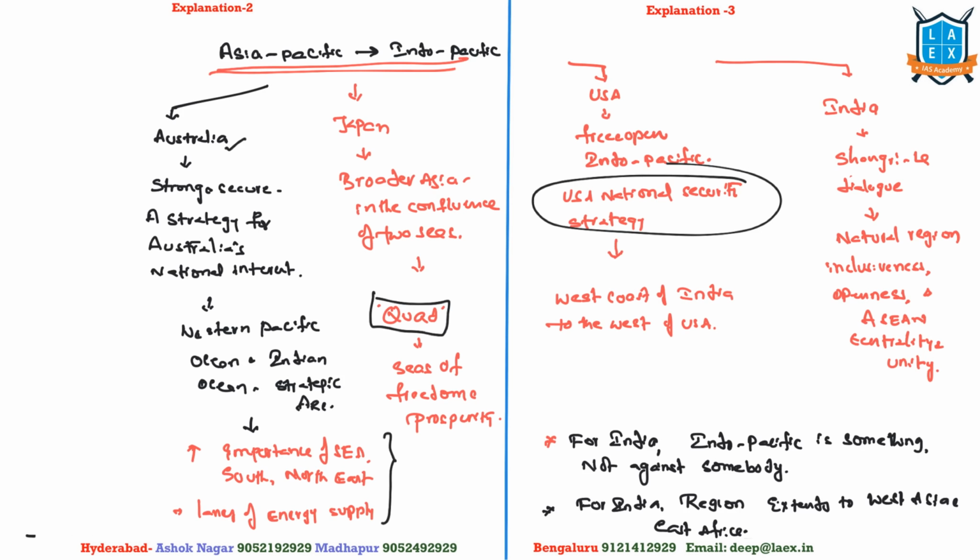But what is the Indo-Pacific? What is its geography? According to this, it comes from the west coast of India to the west coast of the USA. That is the Indo-Pacific. For India, the geography is not that. For India, the Indo-Pacific is not against someone. The Indo-Pacific is about something. What is that something? Openness, freedom of navigation, and the centrality and unity of ASEAN. These are the various things we are talking about, as spoken by none other than the Prime Minister at the Shangri-La Dialogue. For us, the Indo-Pacific is expected to be a peaceful region.